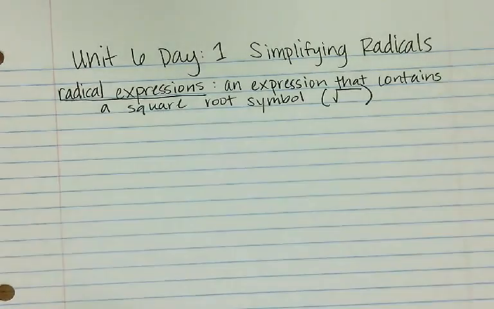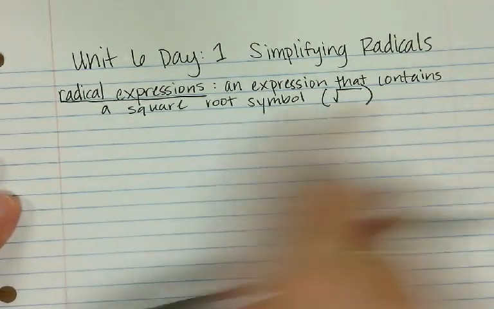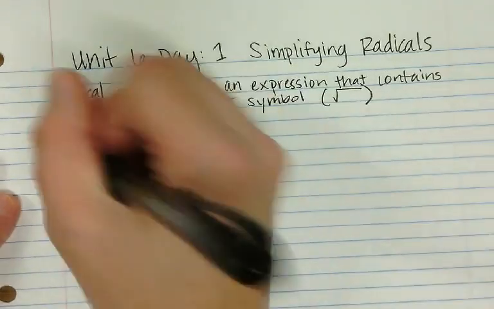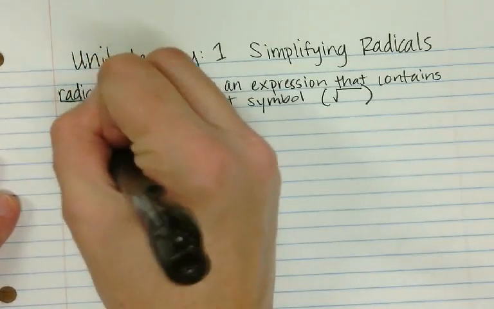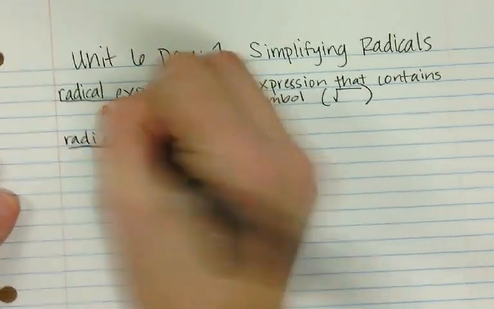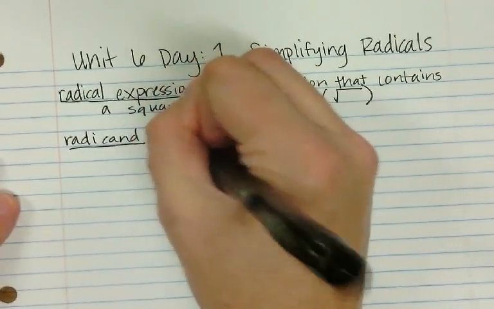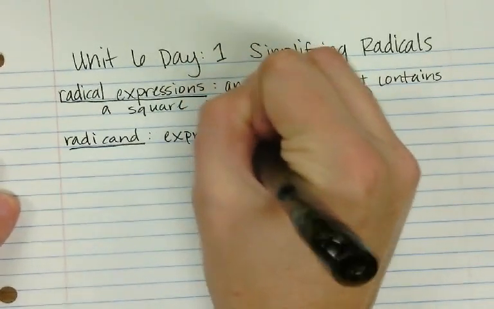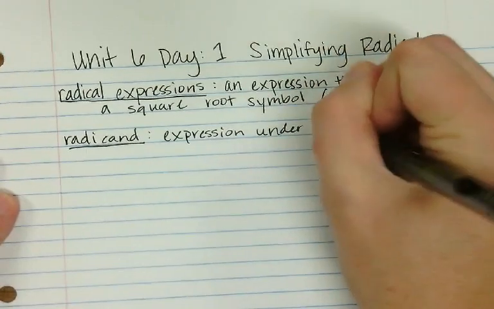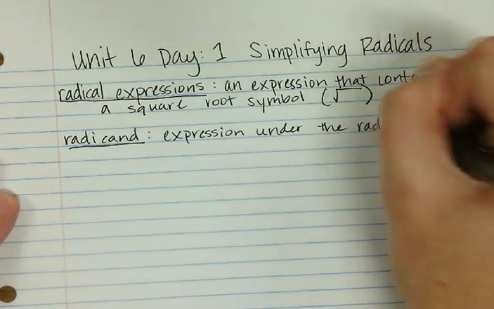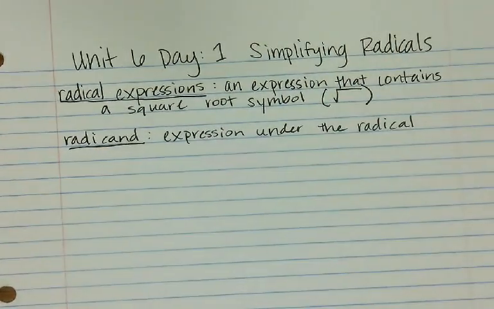And so a radical expression is an expression that contains that square root symbol. A radicand is an expression under the radical. So the number, the expression, the variables under the radical are the radicands. All right, guys? And so today we're going to be talking about how we can simplify radicals.